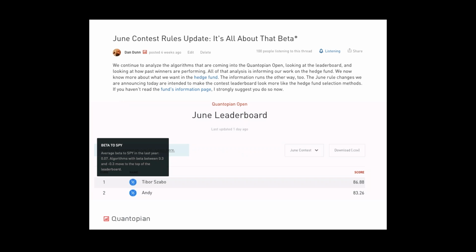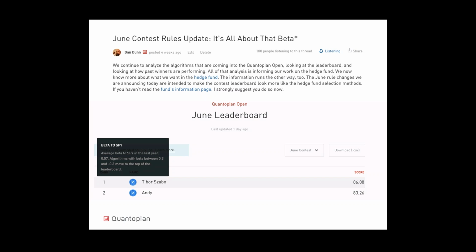So we announced a scoring change really designed to incent or give people the feedback to spread out and try to create something that is not correlated with the market. And what we did was we introduced a beta badge, which looks like this little blue button you can see next to Tibor and Andy's name. And when you hover over the beta badge, you get the description that we're computing your average beta to the SPY, the ETF that tracks the S&P 500, over the past year.